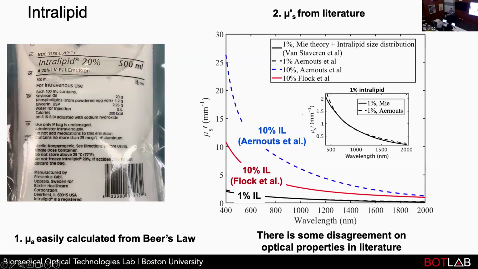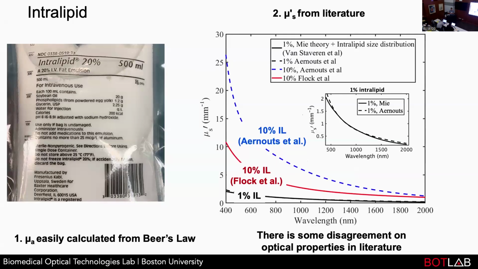But at low concentrations of intralipid, people have actually taken samples of intralipid and done electron microscopy to get the size distribution of the intralipid micelles. And once you know that, you can use Mie theory to predict the overall mu S prime. Okay, very interesting. Thank you.